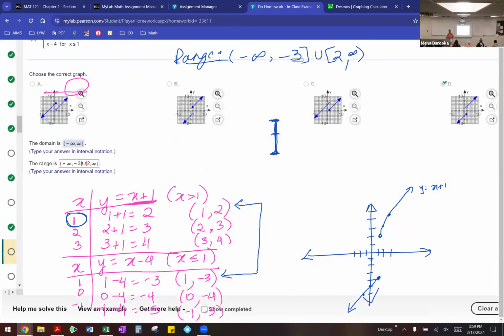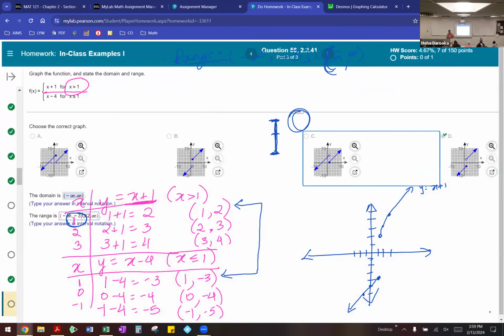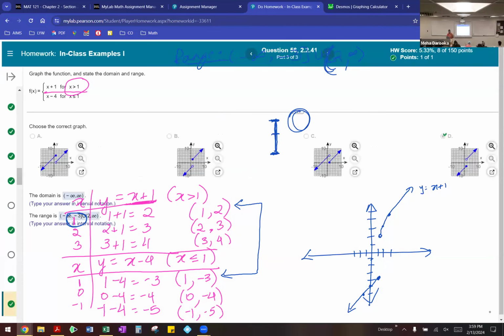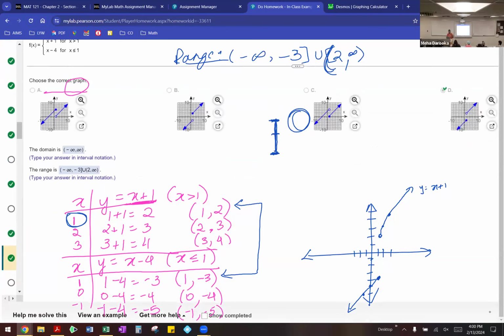That's incorrect. What did I do? Why is that incorrect? I think the bracket, oh, not on the 2, sorry. Yeah, because that's an open circle, so this needs to be parentheses. Sorry, my bad. Change it to a parenthesis and it should be, yes, good on that.